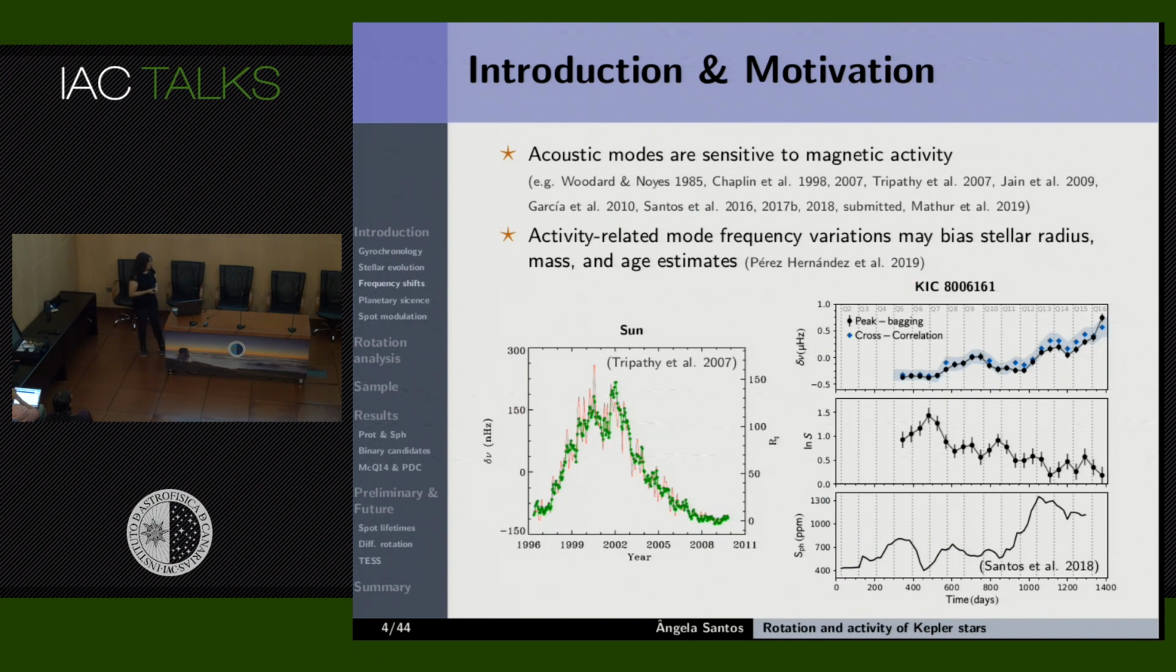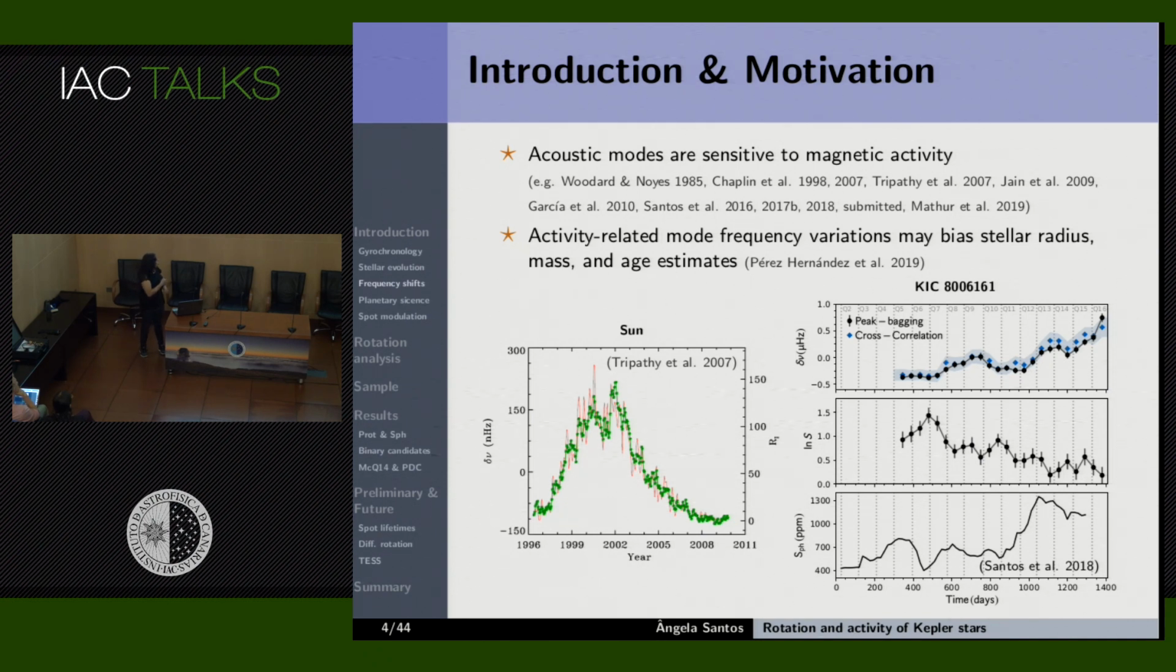Another important point is that rotation and activity also affect the properties of the acoustic modes that we observe in the Sun and other solar-type stars. In particular, activity changes the mode frequencies. Here we have the frequency shifts in the Sun over time, so it's a temporal variation in the frequencies of the acoustic modes. We can see in green them changing over time, and in red the sunspot number, so the frequencies vary in phase with the activity level for the Sun. And these changes are about 0.4 microhertz.